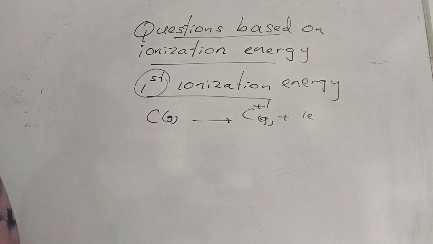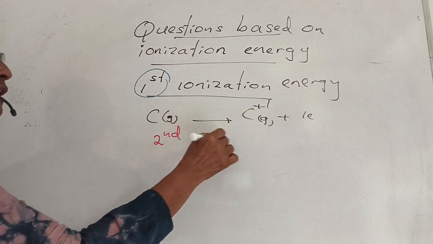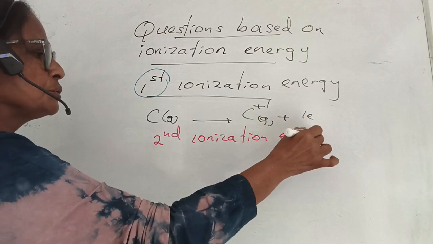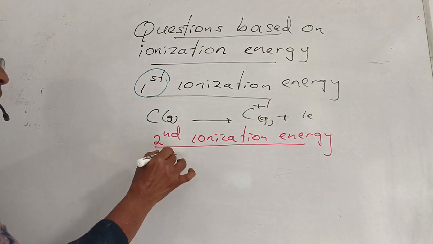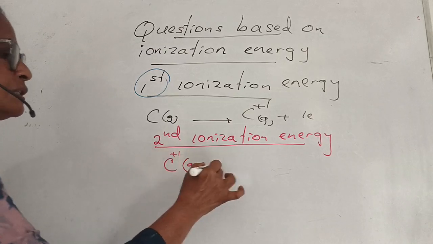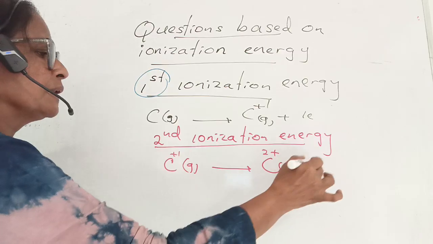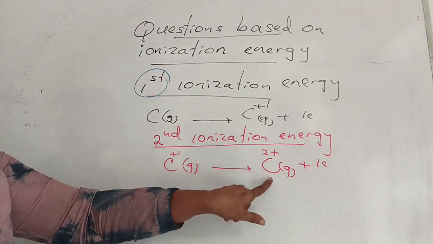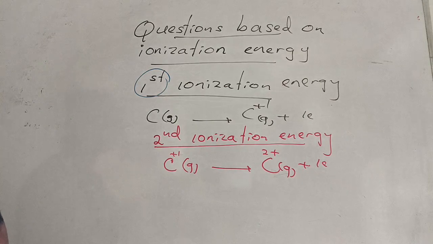Right after that, the subsequent ionization energies occur, like the second ionization energy. The second ionization energy is usually for an already positively charged gaseous ion, maybe carbon, losing another 1 mole of electrons in order to produce 1 mole of dipositive gaseous ions.